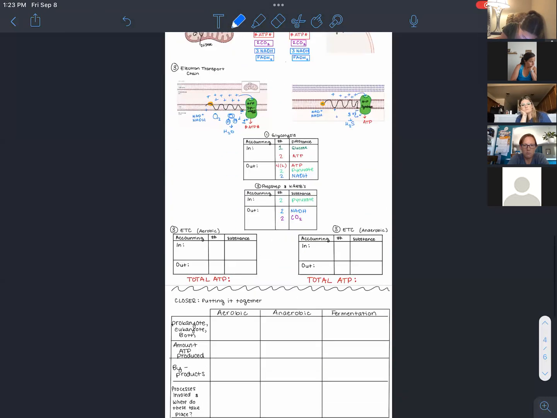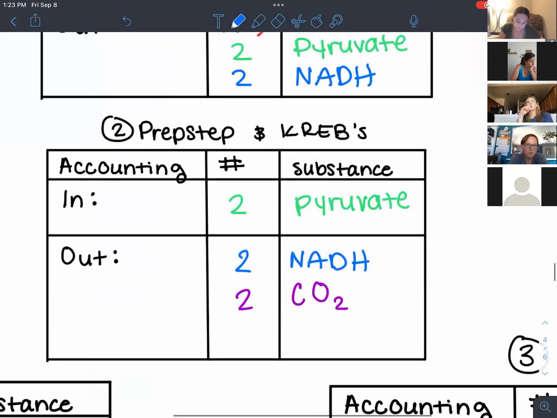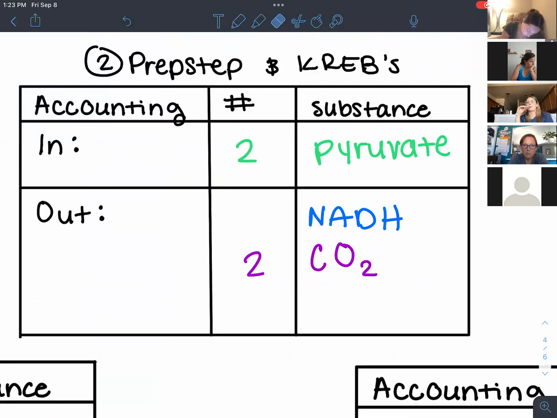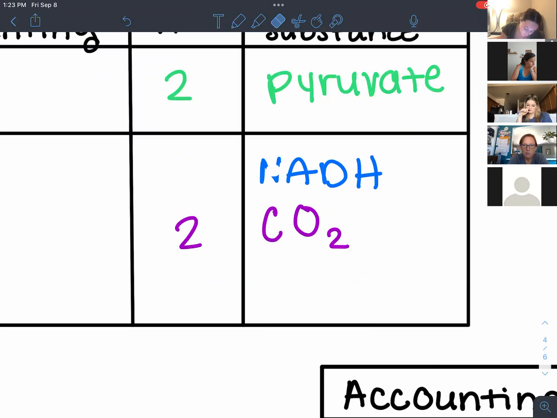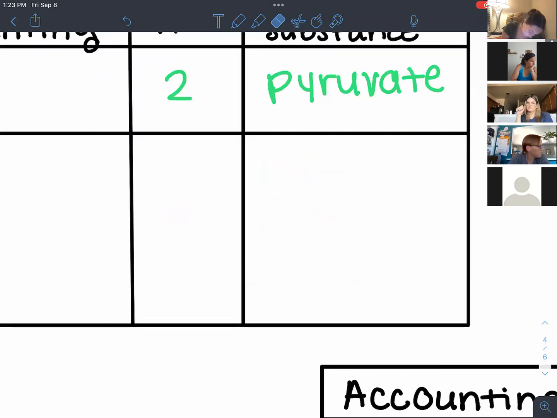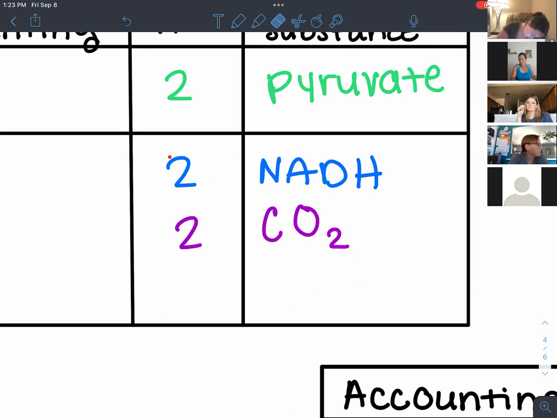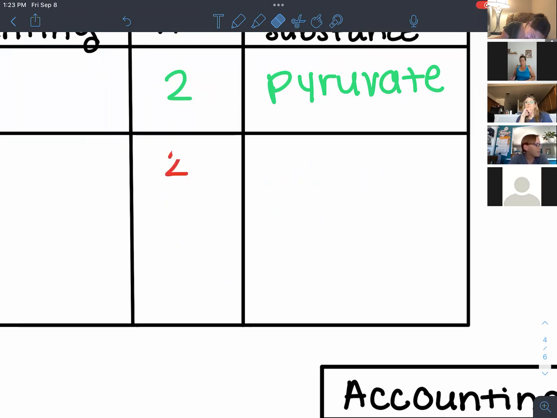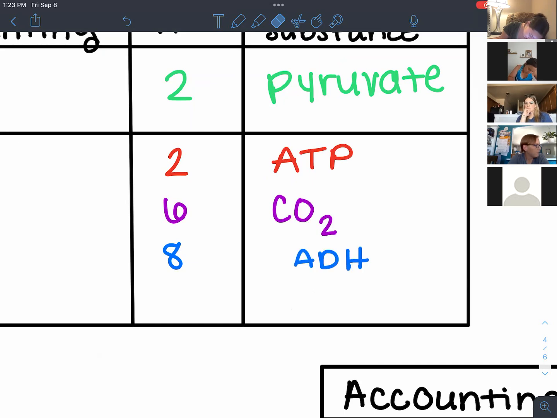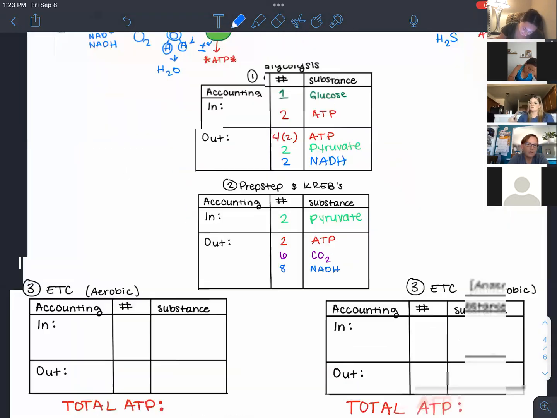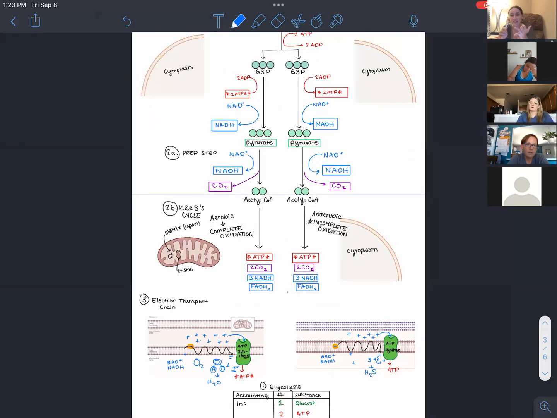Okay. And then in our, I put prep step and Krebs together. Okay. So how many NADH total do we get out of this whole thing? 6. Okay, we get 8 NADH because I'm talking about the whole thing together. So this is 2A and 2B together. Okay, so I get 2 NADH from 2A, the prep step, and then I get 6 NADH from 2B. So altogether, we get 8 NADH.